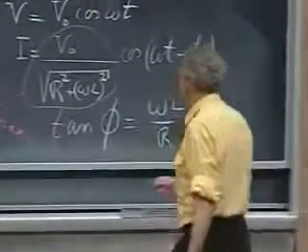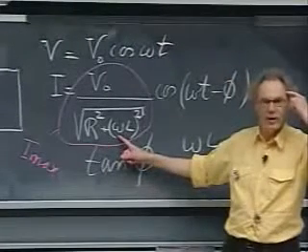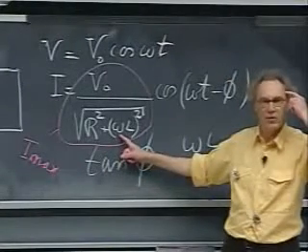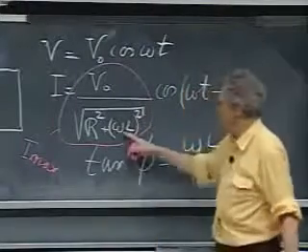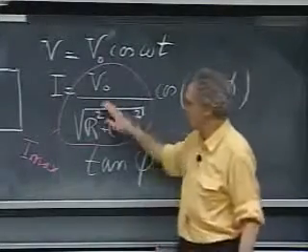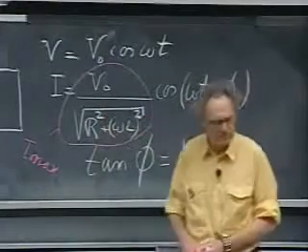If omega is very low, in your mind you can make omega 0. You don't even have alternating current when omega is 0. Then you have DC, which is direct current. So when you make omega 0, you simply get I is V0 divided by R. That's Ohm's law. That's obvious that you get that.